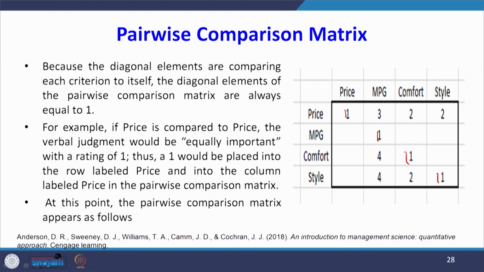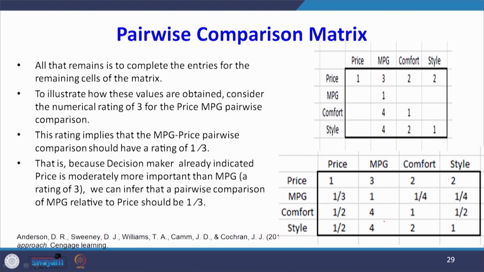For example, if price is compared to price, the verbal judgment would be equally important with the rating of 1. Thus, a 1 would be placed into the row labeled price, into the column labeled price in the pairwise comparison matrix. At this point, the pairwise comparison matrix appears as follows, because we have entered 1, 1, 1 in the diagonal. All that remains is to complete the entries for the remaining cells of the matrix. So far, we have entered the bottom one. There are some cells which are not filled, that I am going to fill now.